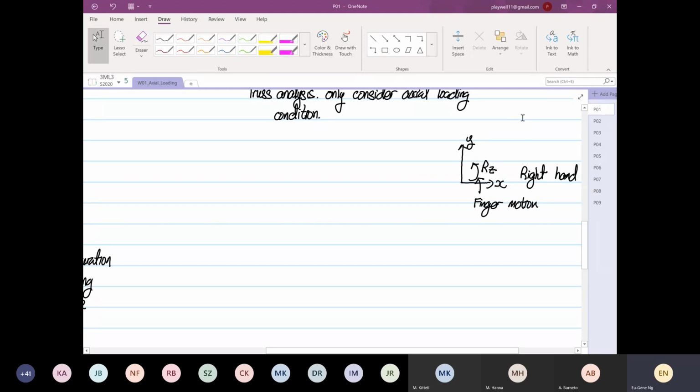So if we were to have a structure now, over here we have point A, and then over here we have point B, and we have a certain length. This is how our structure looks like, and then another member coming to here, and this is what we call our point C.